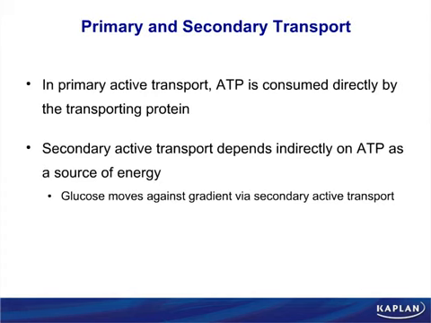Primary and secondary active transport. In primary active transport, ATP is hydrolyzed to directly move a substance against its electrochemical gradient. For example, the sodium-potassium ATPase or the calcium-dependent ATPase. In secondary active transport, ATP is hydrolyzed to indirectly move a substance against its electrochemical gradient. For example, co-transport of sodium and glucose in the proximal tubule. So in this case, glucose moves against its gradient via secondary active transport.